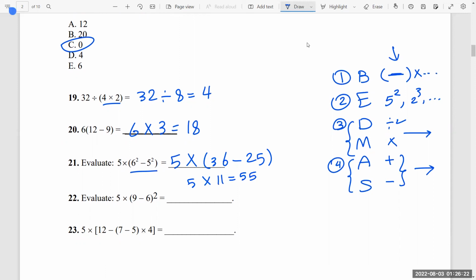Okay? Number 21 is 55. Number 22, 5 times 9 minus 6 is 3. 3 squared is 9. Okay, 45.